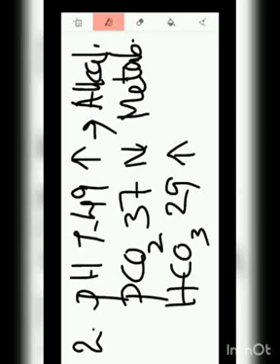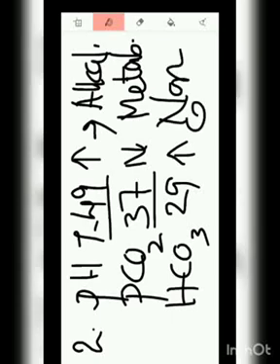It is non-compensated. Why? One value is stable, then pH is abnormal. That's why it is non-compensated metabolic alkalosis. I think it is clear, no? Yes. Now we can go to the next problem, the third problem.